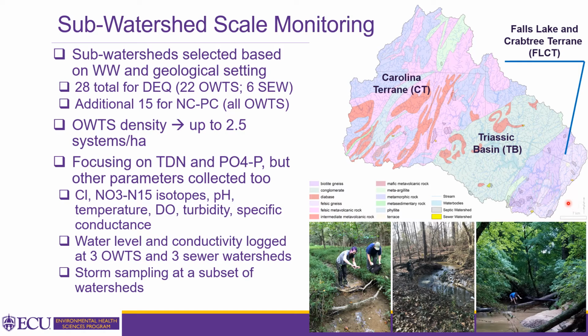Now for the NC Policy Collaboratory study, we identified an additional 15 sub-watersheds that were served by sewer, most of which were in this kind of Wake County region. The density of septic systems in these watersheds ranged, but the maximum was approximately 2.5 systems per hectare. And for this presentation, I'll just be focusing on the nitrogen and phosphorus or phosphate, just in the interest of time. But we did collect quite a bit of other data and parameters, logged some data, and did manage to get a storm sample as well.